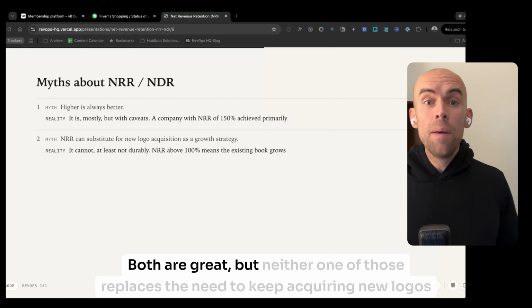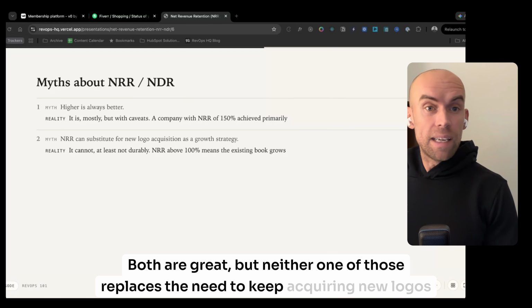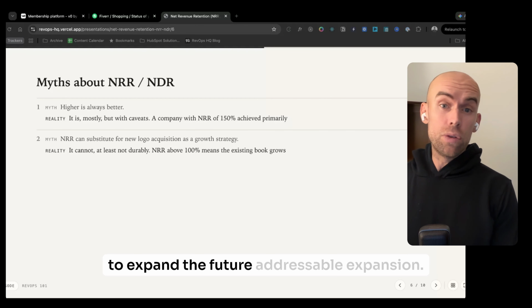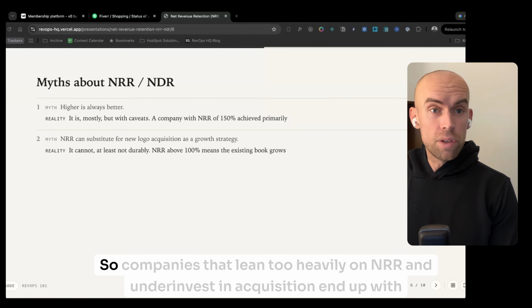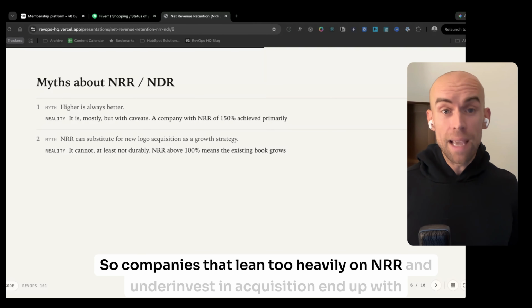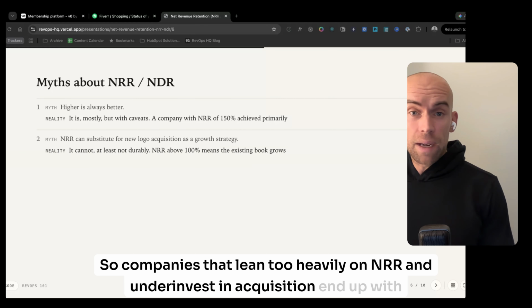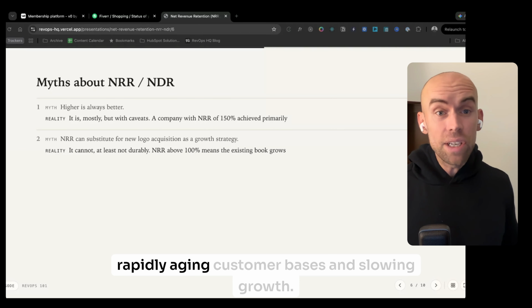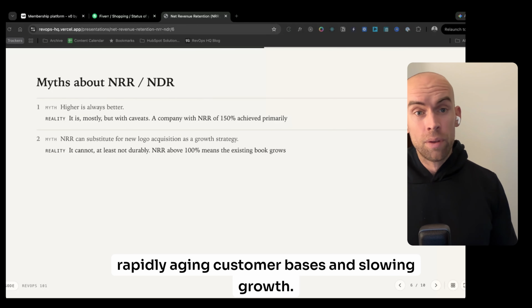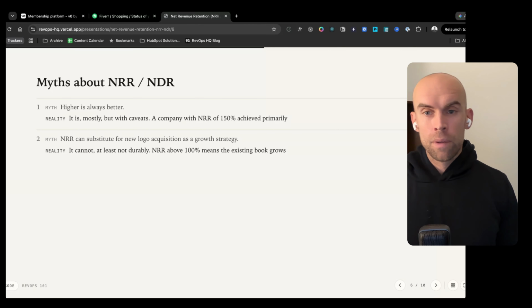Both are great, but neither one of those replaces the need to keep acquiring new logos to expand the future addressable expansion. So companies that lean too heavily on NRR and underinvest in acquisition end up with rapidly aging customer bases and slowing growth. So that's the second myth.